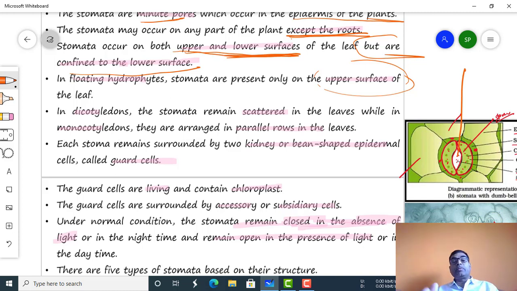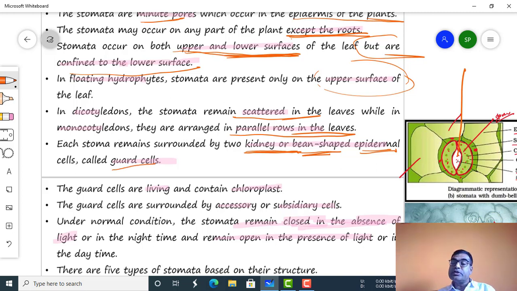In dicotyledons, stomata remain scattered in the leaves. Why are they scattered? As reticulate venation is present, the stomata remain scattered, while in monocots they are arranged in parallel rows, as parallel venation is present in monocots. Each stoma remains surrounded by two kidney or bean-shaped epidermal cells, which are called guard cells.